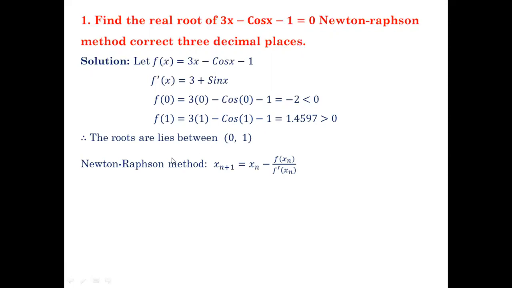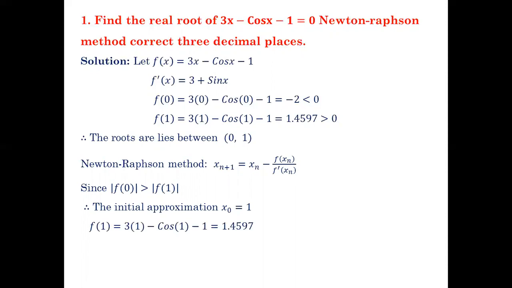The formula for Newton-Raphson method is x n plus 1 is equal to x n minus f of x n by f dash of x n. Since mod f of 0 is greater than mod f of 1, the initial approximation x naught, I will take as 1. Either you take 1 or it may be 0.